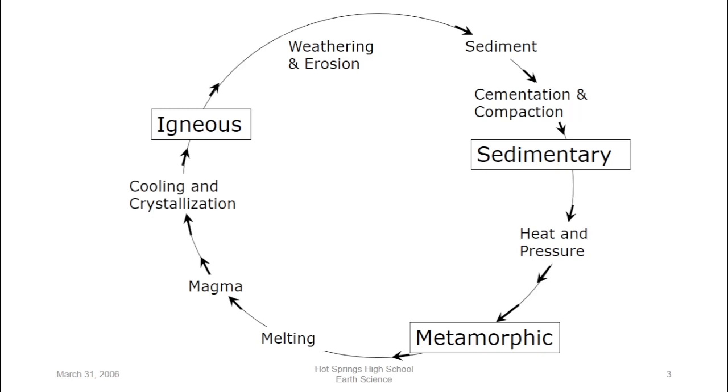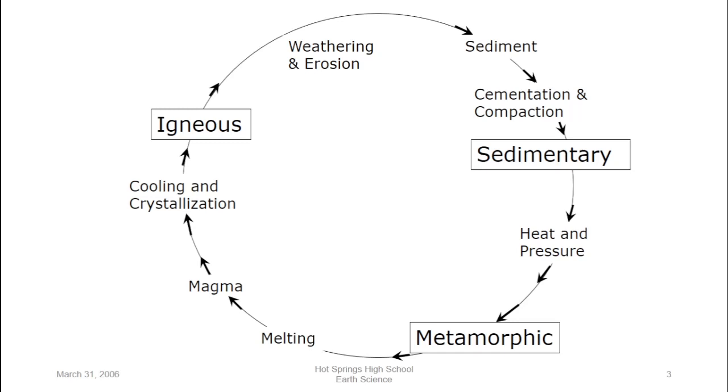Now, it would be really nice if it followed this nice easy circle all the way around and repeated the process over and over, everything in the same order. We know that's not going to happen. Not all igneous rocks end up as sedimentary rocks. Not all sedimentary rocks end up as metamorphic. Not all metamorphic end up as igneous. So there are some different paths on the rock cycle that are not on this nice little circle.